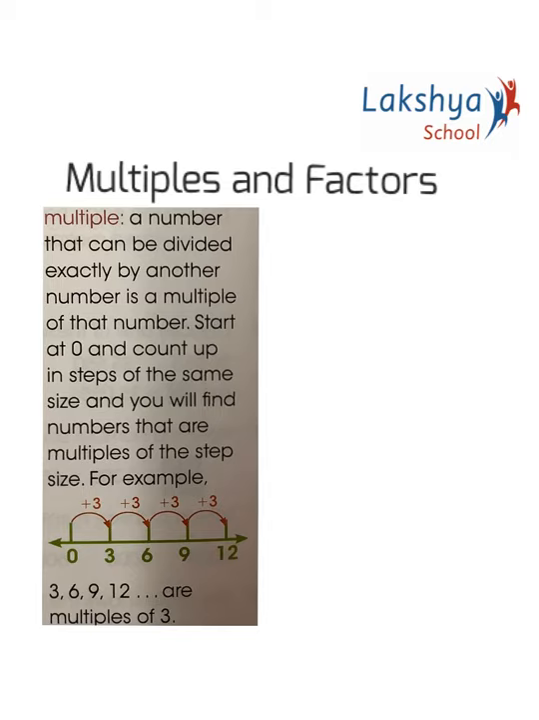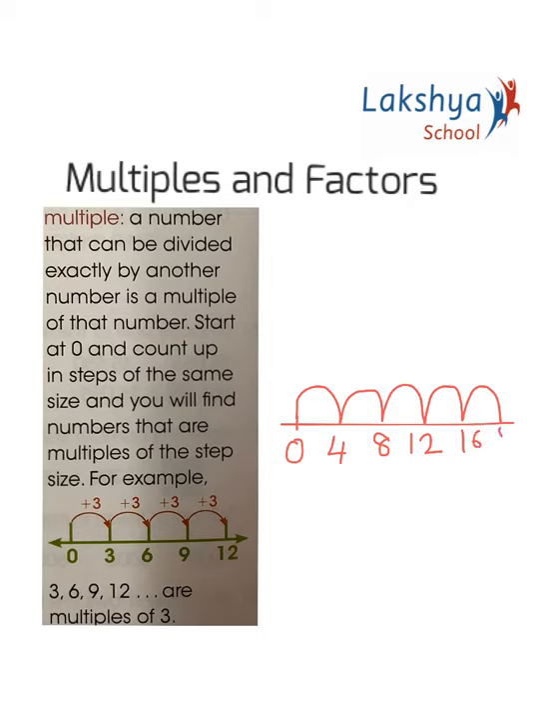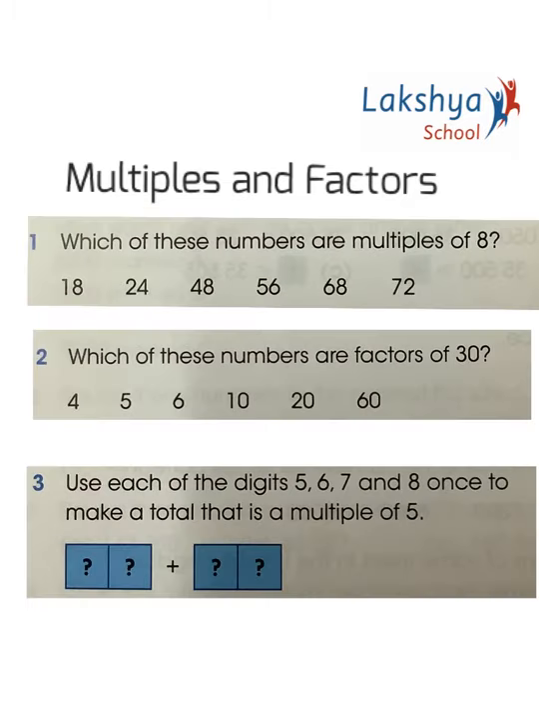Similarly, when you take jumping in 4s, we get 4, 8, 12, 16 and 20. This is nothing but the tables that you have learnt. Over here you are jumping in 4s each time. These are all called the multiples of 4.